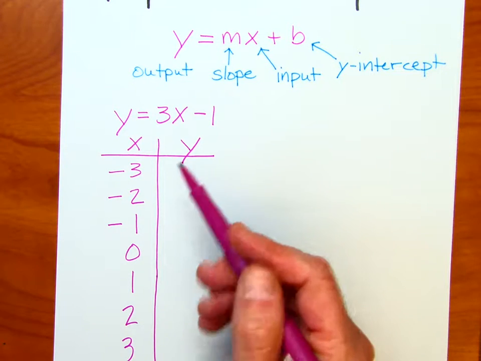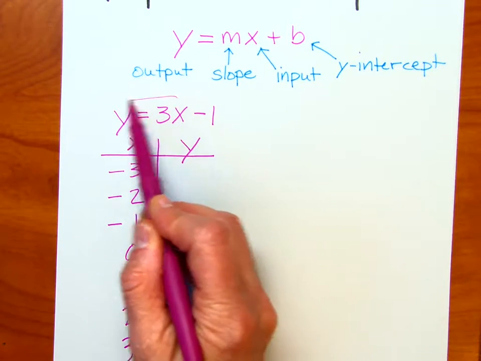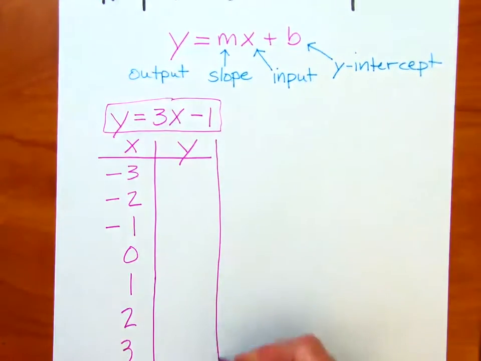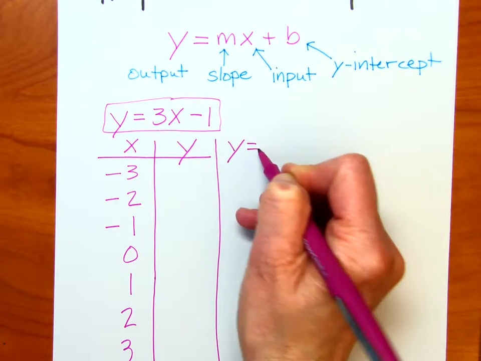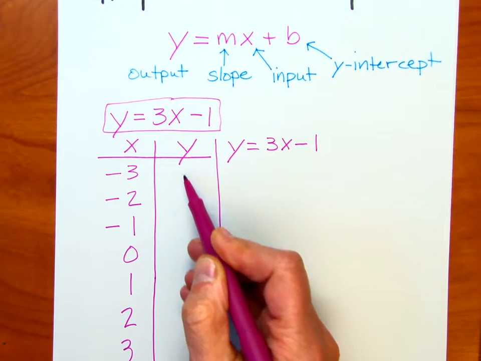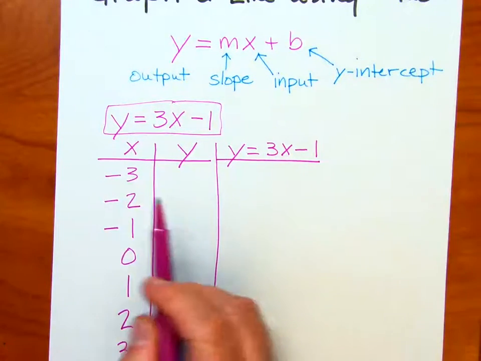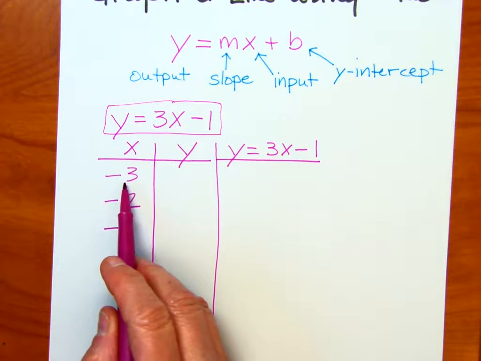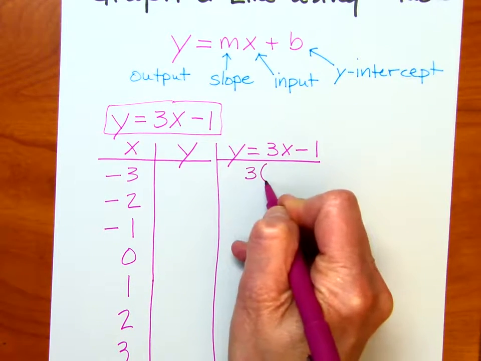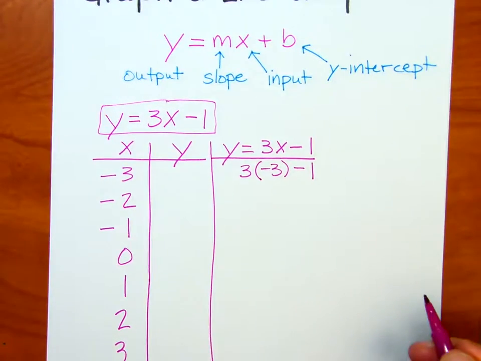Now, for each x value, we're basically going to be plugging it into this equation right here. So I'm going to create another column where I'm inputting the information into the equation, and then we can plug in our y values in this second column. Hopefully that makes sense. Wherever I have an x, I'm going to plug in my value for the x. So I'm going to have 3 times -3 minus 1.